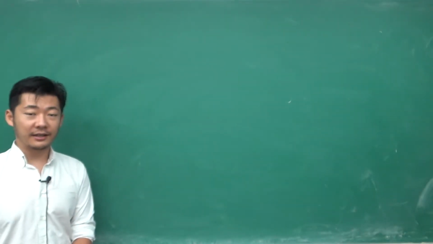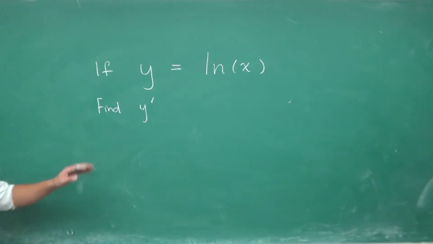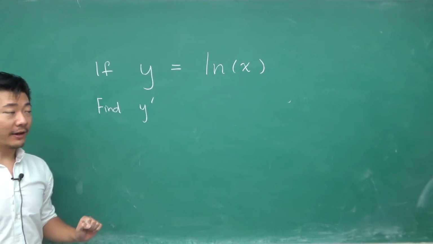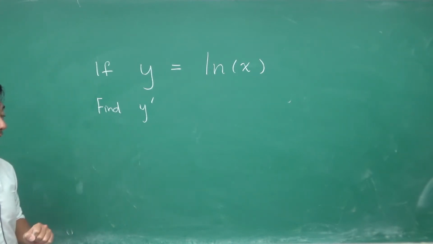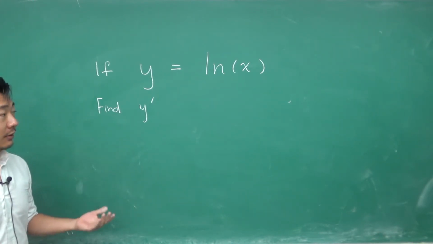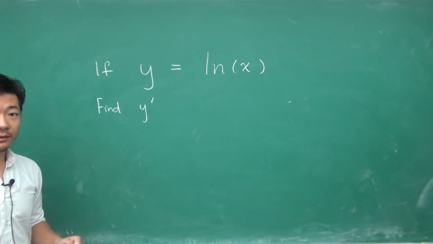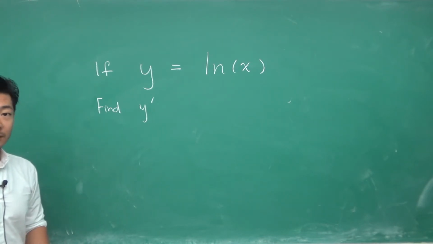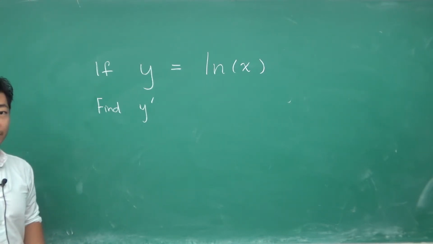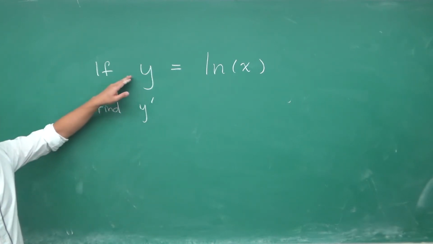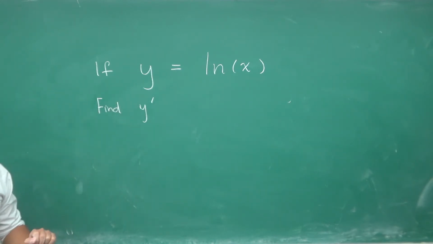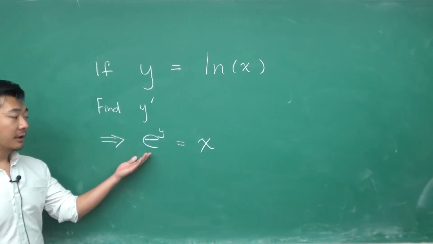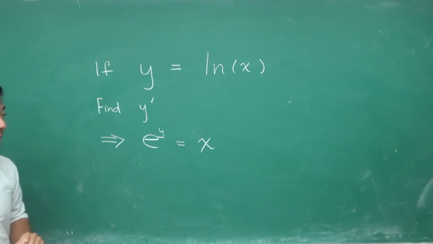Now let's investigate the derivative of natural log. If y equals natural log of x, then how can we find the derivative? We can of course write out the definition of the derivative, but there's actually a quicker way to do this using implicit differentiation. Now, y equals natural log of x is equivalent to e to the y equals x.